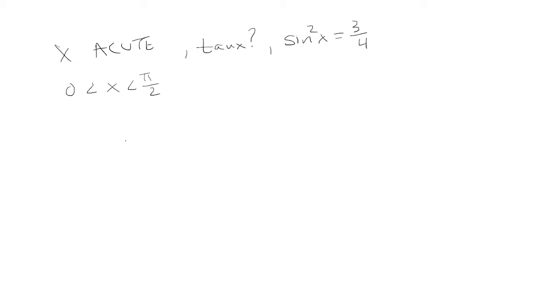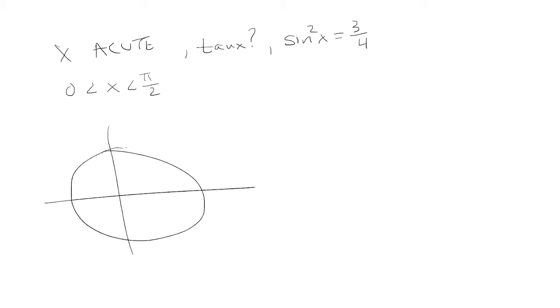Given x is an acute angle, we want to find tangent of x when sine squared is equal to 3 over 4. So x being acute means x has to be between 0 and 90, or in other words, pi over 2. So if I'm looking at the unit circle, that takes me in the first quadrant. Okay, now sine squared is 3 over 4.